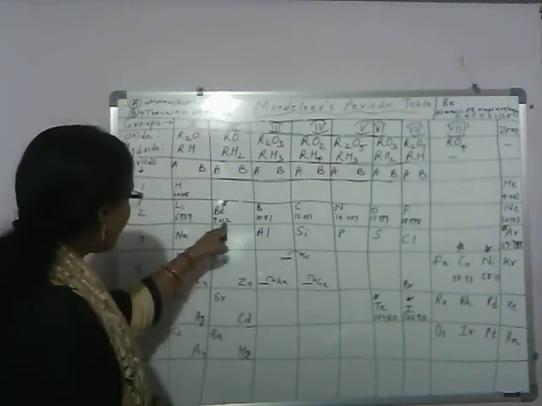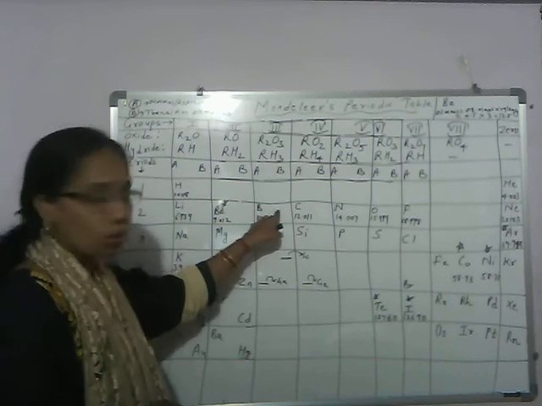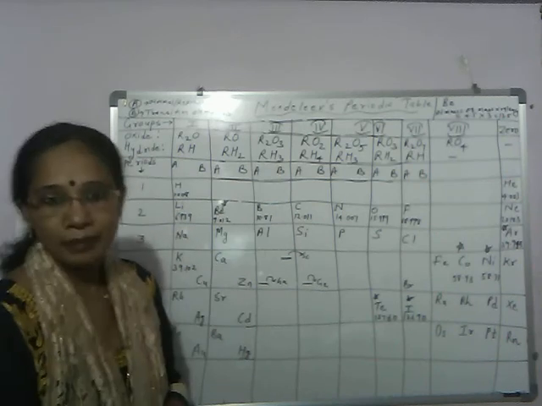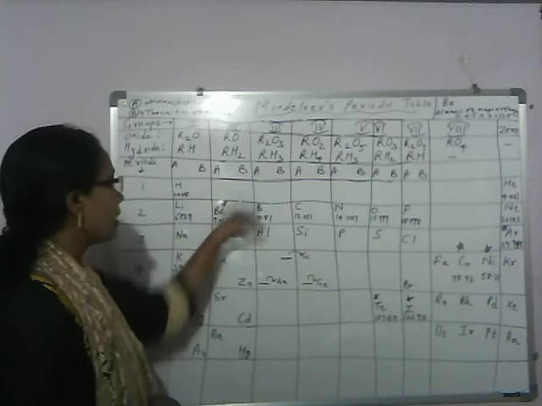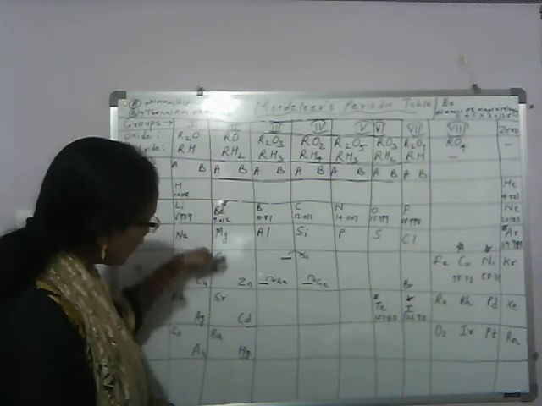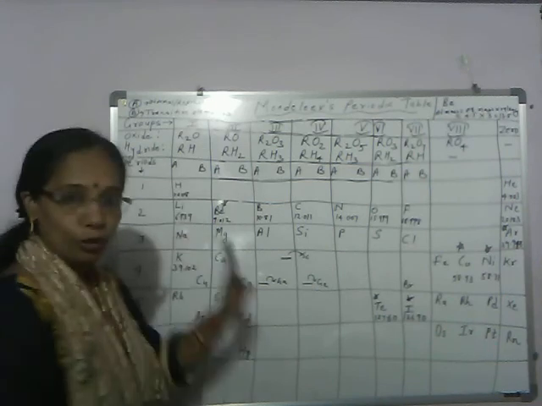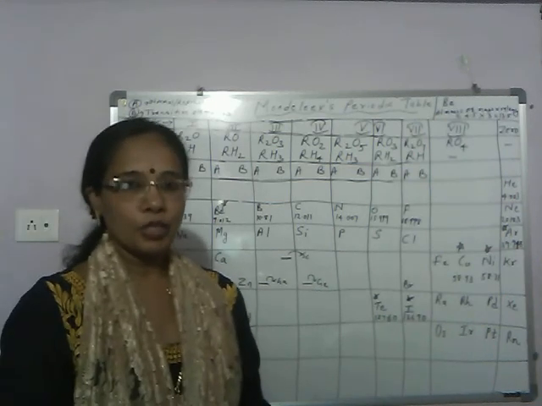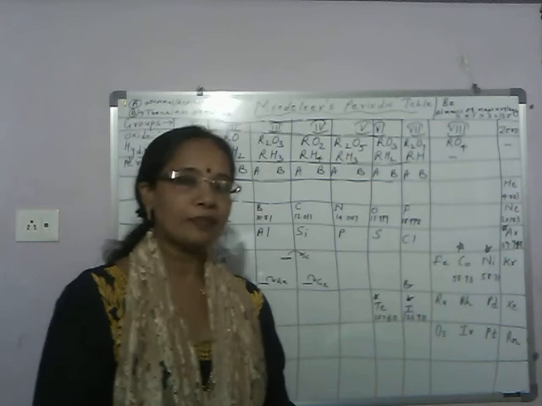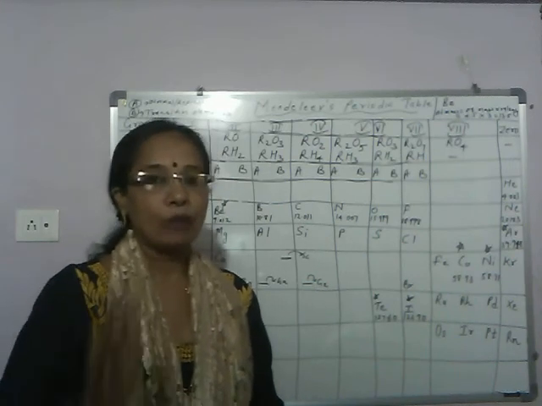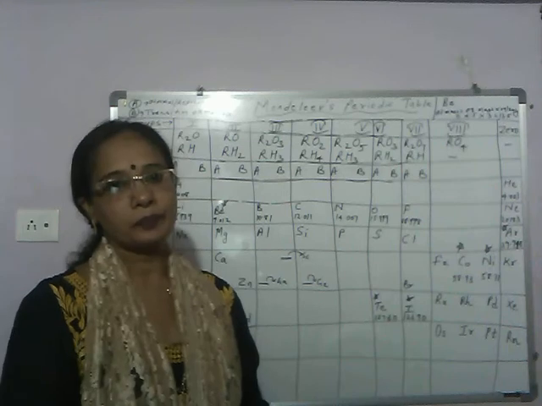So now it is rightly placed between lithium and boron. Lithium's atomic mass is 6 and boron's atomic mass is 10. And now the properties of beryllium are similar to magnesium, calcium, strontium of group 2. So it is rightly placed. Clear? So the second advantage of Mendeleev's periodic table is correction of doubtful atomic mass.